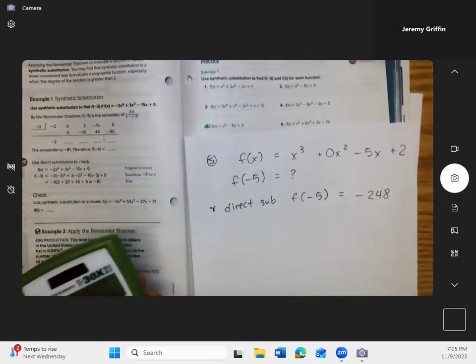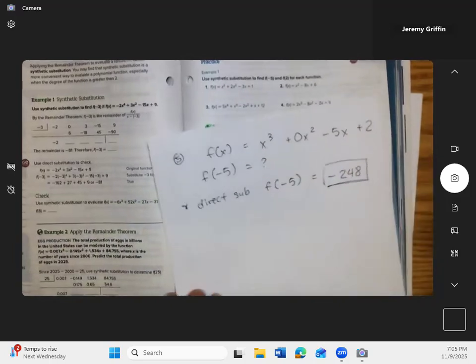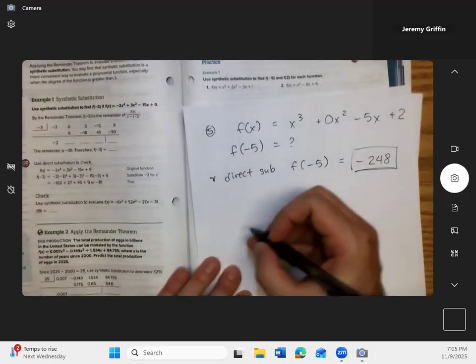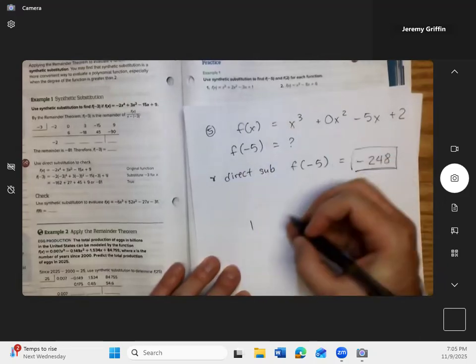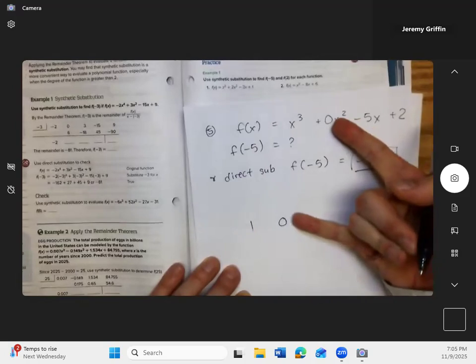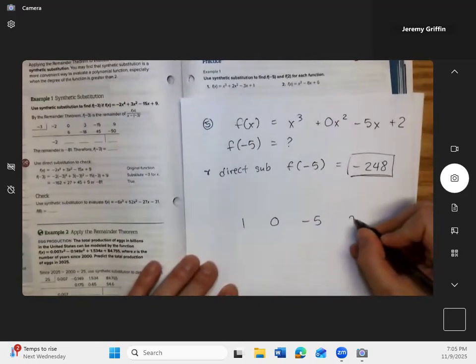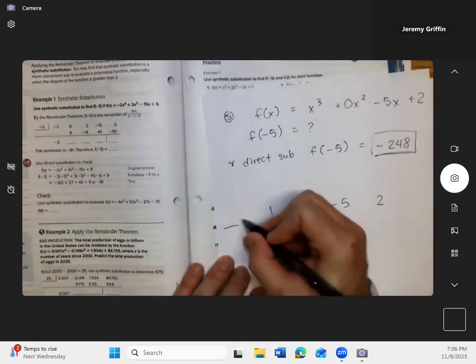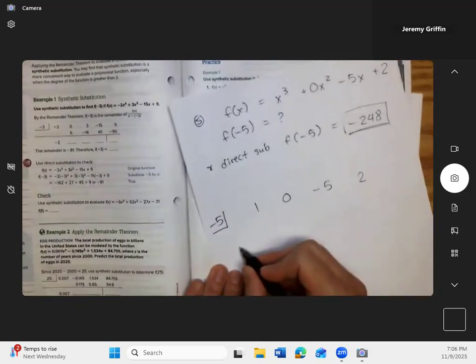All right, so let's see. Does synthetic division with the remainder theorem also tell me the exact same answer? Let's find out. So I'm going to write these coefficients. I got a 1 on my x cubed, a 0 on x squared. It's really important that you have that 0, otherwise this doesn't work. Got a -5 on my x term and a constant 2. What I want to plug in is -5, so in my box on the side, I write -5.